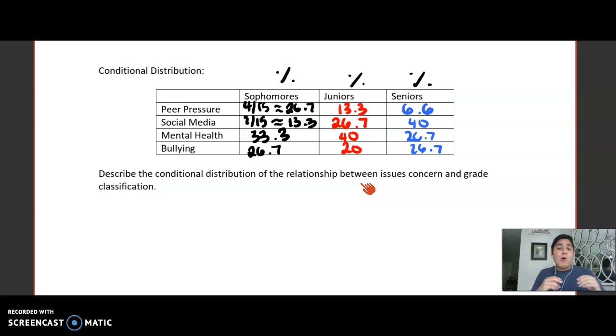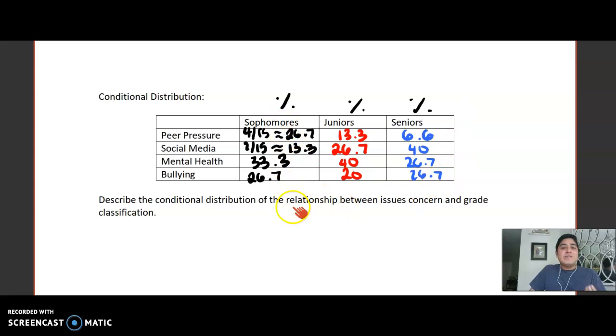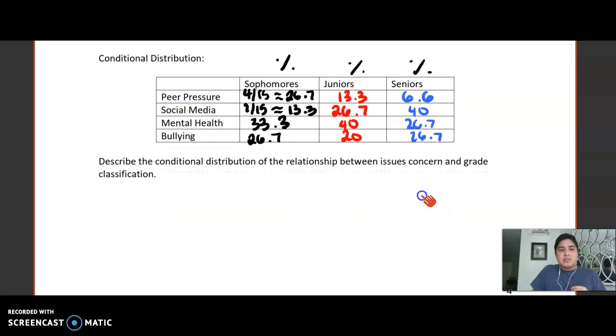So you can do that, or you can go by social issue. So you can talk about in peer pressure, actually you can't do that because guess what? Our percentages here should add to 100. So up here, notice that in my marginal distribution, they added to 100%. And for each of the grade levels here, they're going to add to 100%.